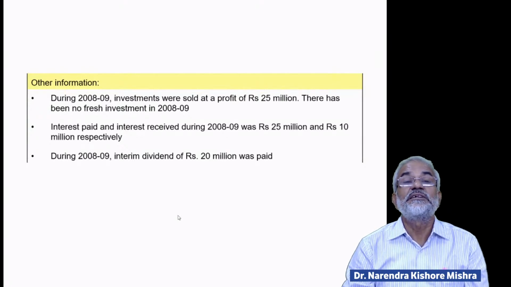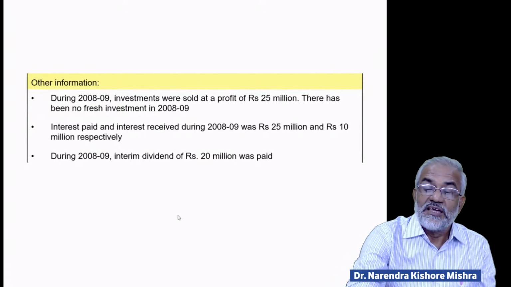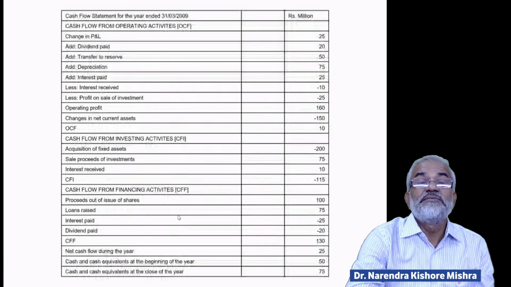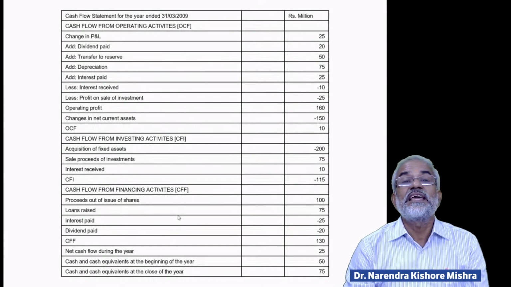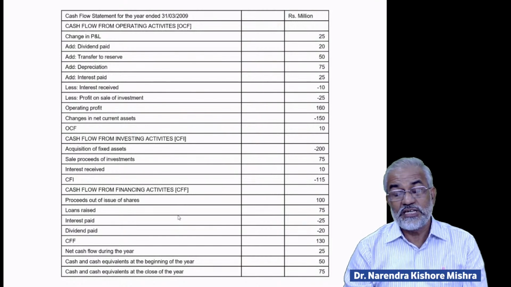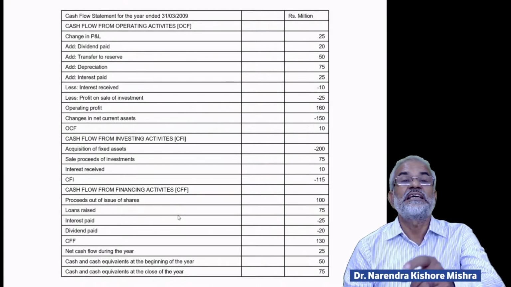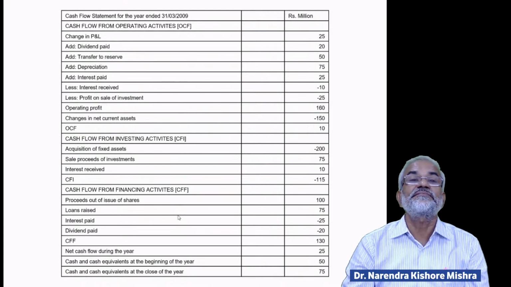Then the second piece of additional information says that interest paid and interest received during 2008-9 was 25 million and 12 million respectively. During 2008-9, an interim dividend of 20 million was paid. Taking the figures given in the balance sheet and the additional information, when you prepare the cash flow statement, it has to be prepared only on those 3 segregated activities, like operating, investing, and financing. The cash flow statement would be like this.